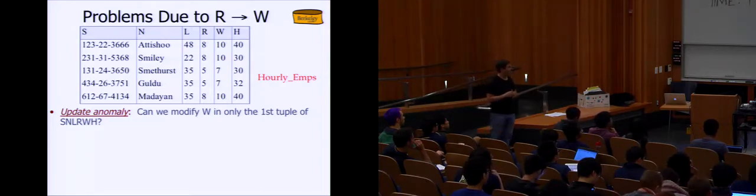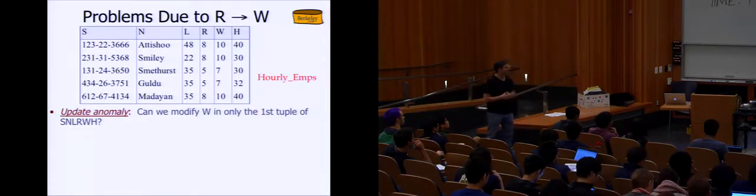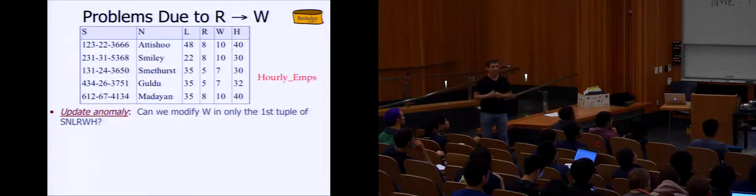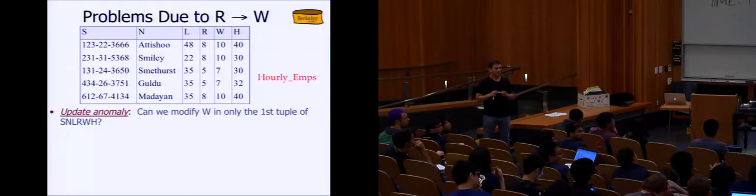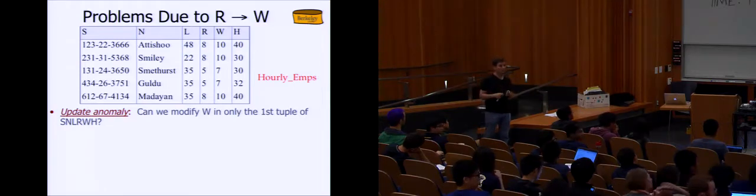All right, I'm going to be more explicit. Suppose we fire, it's a bad day at the shop, and we fire both Smethurst and Guldu. What happens? What bad thing just happened? Yeah? Okay, so the statement was the functional dependency is lost. Interesting. Did you have one you wanted to suggest?